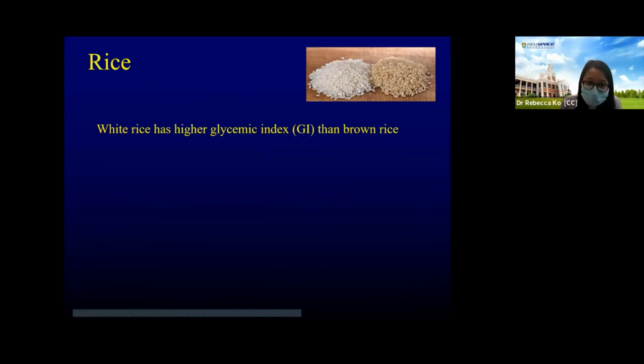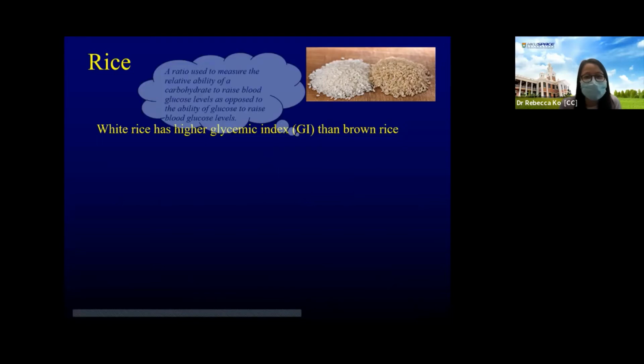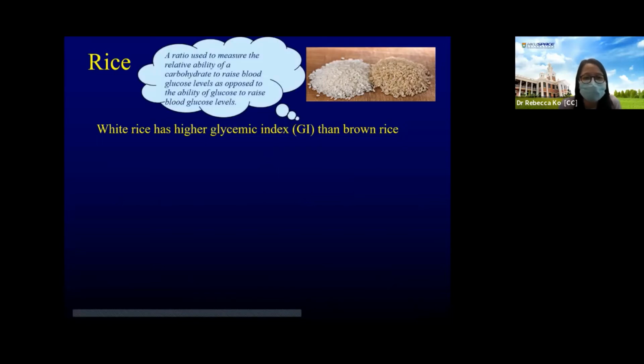But do you know, besides the differences in the content of thiamine in whole rice and white rice, white rice has a higher GI, glycemic index, than brown rice. Do you still remember what GI is? Yeah, okay, good. And that is a ratio, right? We use it to measure the ability of the carbohydrates to raise the blood glucose level. And do you still remember how to work it out?